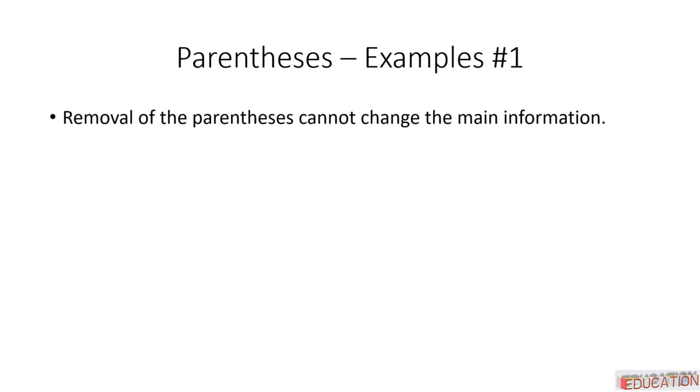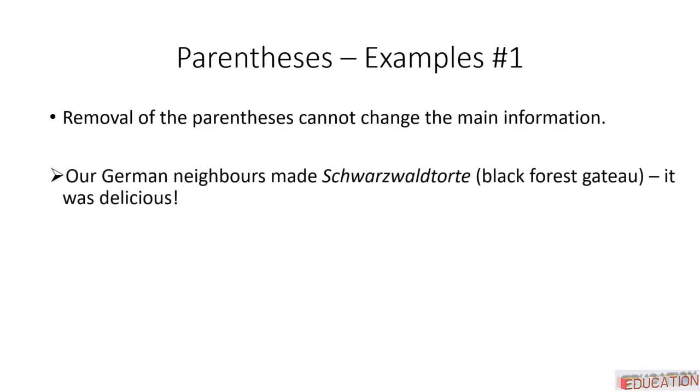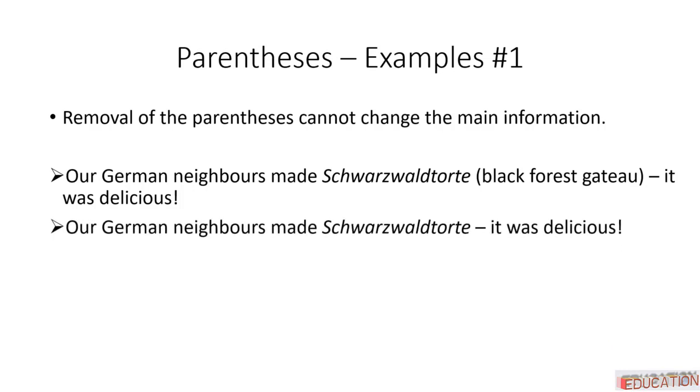Removal of the parentheses cannot change the main information. So in this example, our German neighbours made Schwarzwaldtorte, or Black Forest Gateau. It was delicious. And here, the information in brackets is just the translation of Schwarzwaldtorte. So if we remove it, we get, our German neighbours made Schwarzwaldtorte. It was delicious.